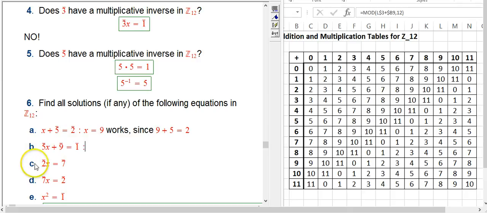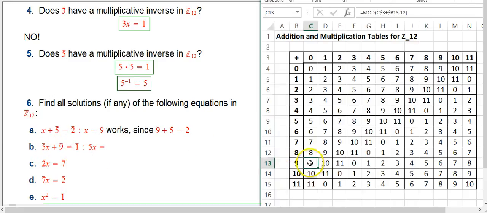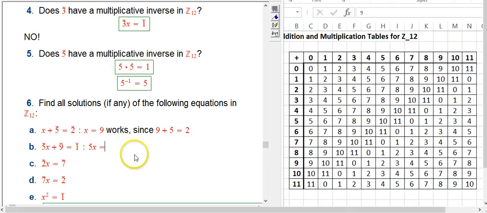Okay, well first, let's see if we can figure out what the 5x would need to be. So 5x would need to be what? Something that when you add 9 to it, you get 1. Well, let's look at the 9 row over here, and we need to figure out, aha, there's where 1 appears, 9 plus 4. Oh yeah, because 9 plus 4 would ordinarily be 13. Reduce it mod 12, you get 1. So 5x would need to be 4.